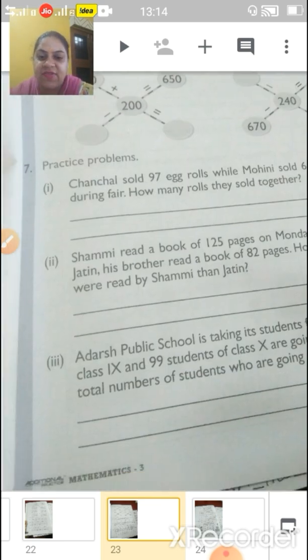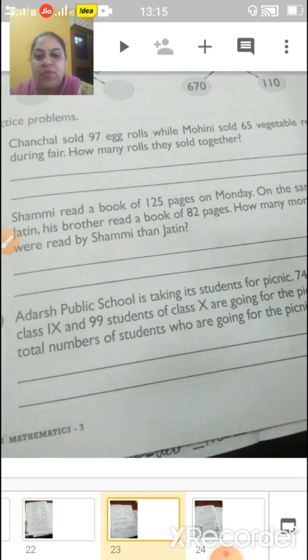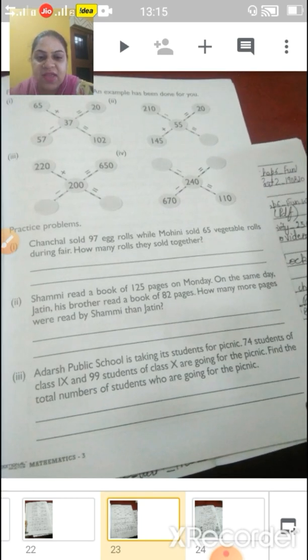Now next, Adarsh Public School is taking its students for picnic. 74 students of class 9 and 99 students of class 10th are going for picnic. Find the total number of students who are going for picnic. So children, total number of students means 74 plus 99, that is total number of students who are going for picnic. You only understood what I am explaining you. Solution I will send you in a PDF form. Understood?